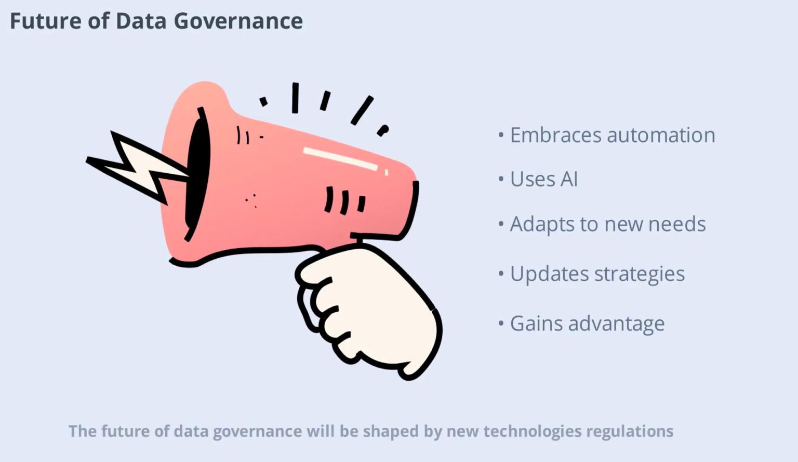The future of data governance will be shaped by new technologies, regulations, and business needs. Automation, artificial intelligence, and advanced analytics will play larger roles in managing data. Organizations must remain agile and proactive, updating their governance strategies to meet emerging challenges. By embracing innovation, organizations can turn data governance into a competitive advantage.